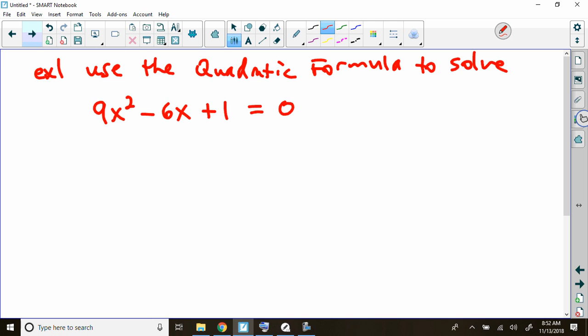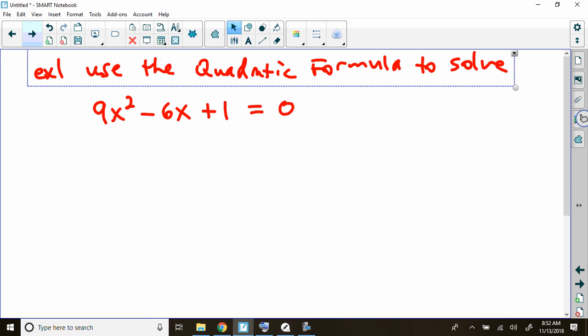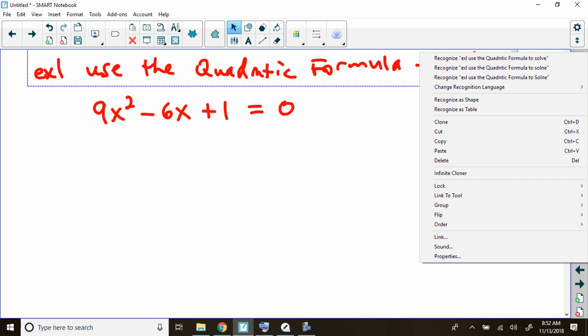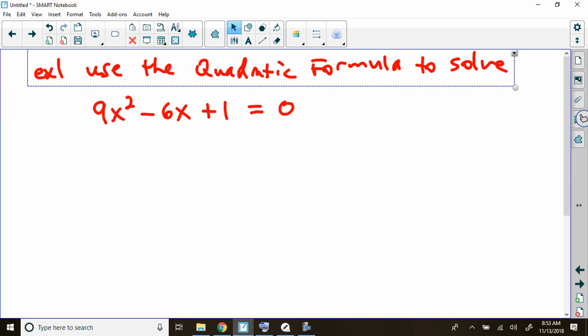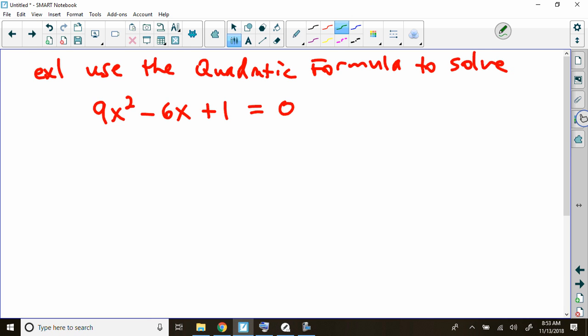Use the quadratic formula to solve that. So we got to identify A. It's 9. Because A is 9, we probably wouldn't want to factor this. B is negative 6. C is positive 1.